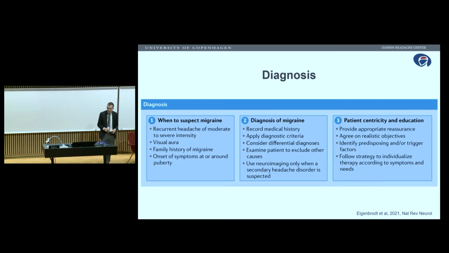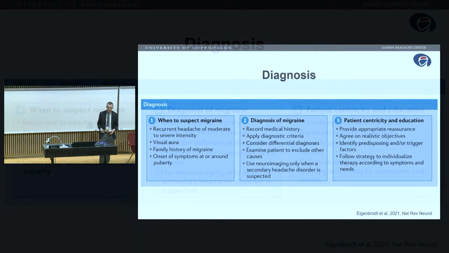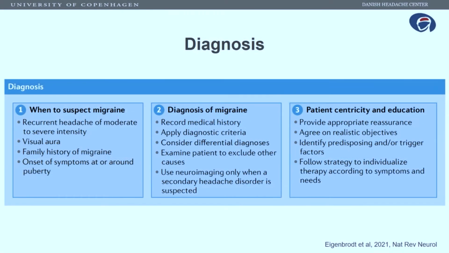Agree on realistic objectives, and we'll talk a bit more about this in some of the trials, because as you may well know, it's not about curing migraine. We're not there yet. Maybe Dr. Al-Kargoli, the young investigator, right? But I'm not about to cure migraine, so I'll start with treating it, and it's an important point to make to your patients. Identify predisposing trigger factors, and then follow your strategy to individualize therapy.